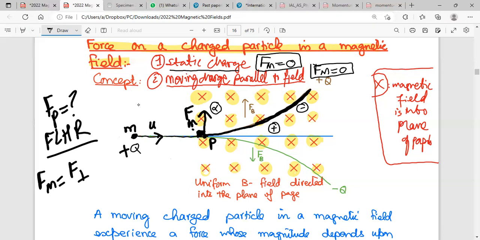On the other hand, if this charge would have been a negative charge, suppose this is a negative charge now. So when this negative charge is coming at point P, it will experience a magnetic force again. In which direction the force will be acting? You can use the Fleming's left hand rule as well. But this time point your first finger into the screen, and you have to point your second finger away from the movement of electron. So your second finger should be pointing this way.